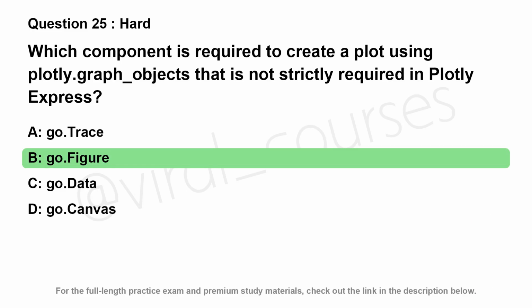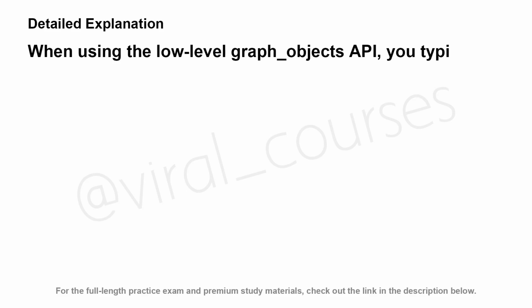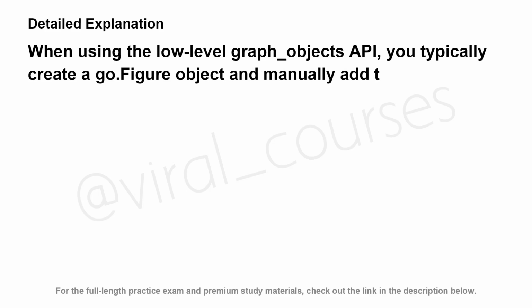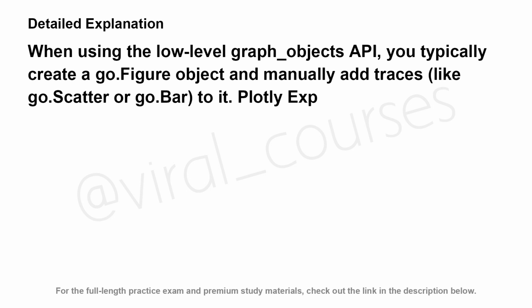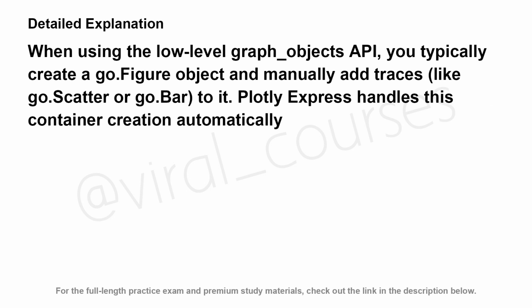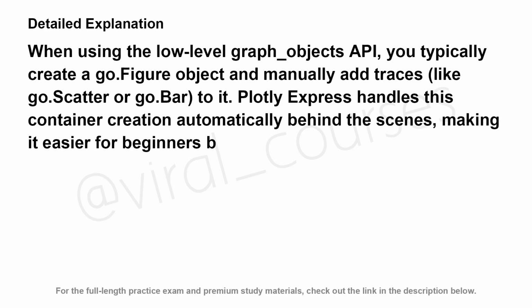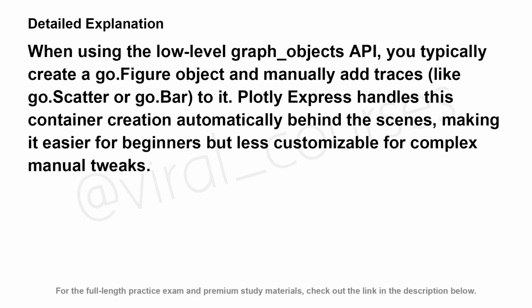The correct answer is B. When using the low-level graph_objects API, you typically create a go.Figure object and manually add traces, like go.Scatter or go.Bar, to it. Plotly Express handles this container creation automatically behind the scenes, making it easier for beginners but less customizable for complex manual tweaks.